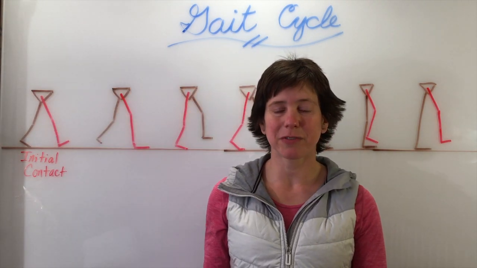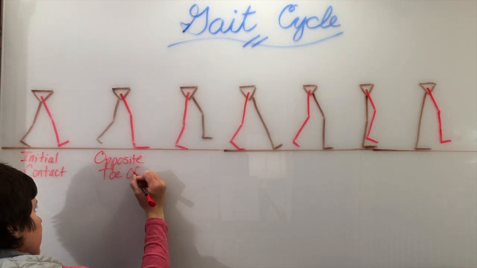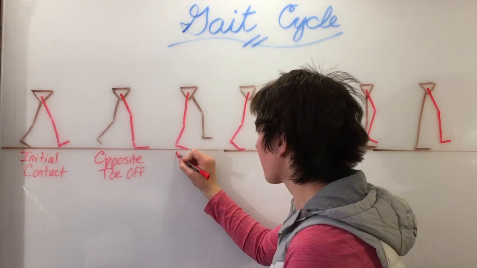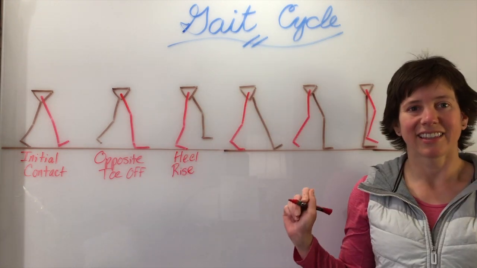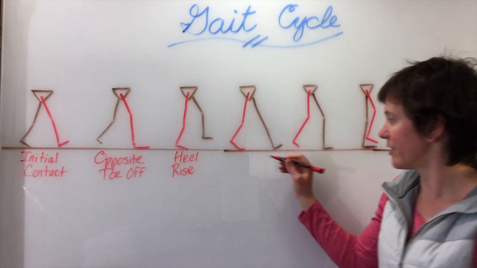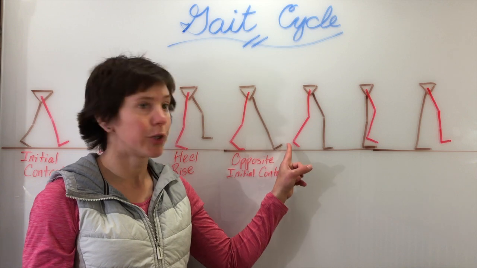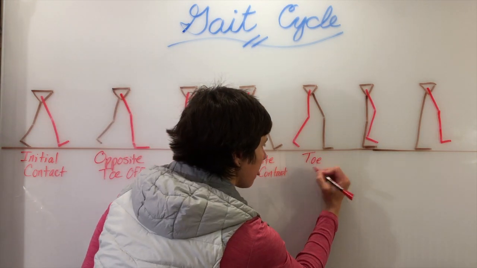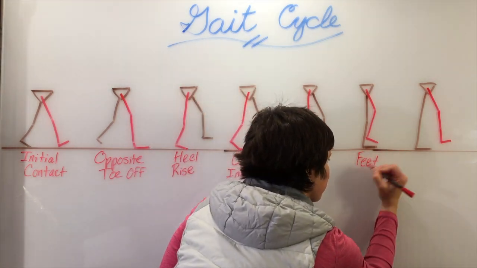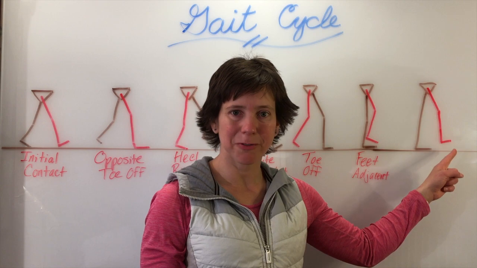The next major event is opposite toe off. The next event is heel rise. The next event is opposite initial contact. Next, we have toe off. Next, we have feet adjacent. And finally, we have tibia vertical.